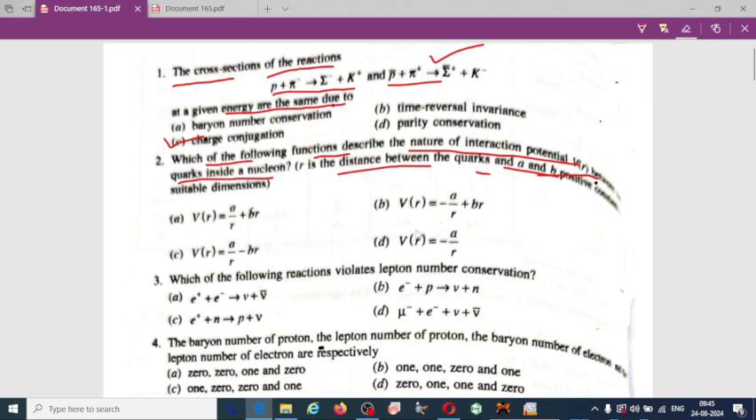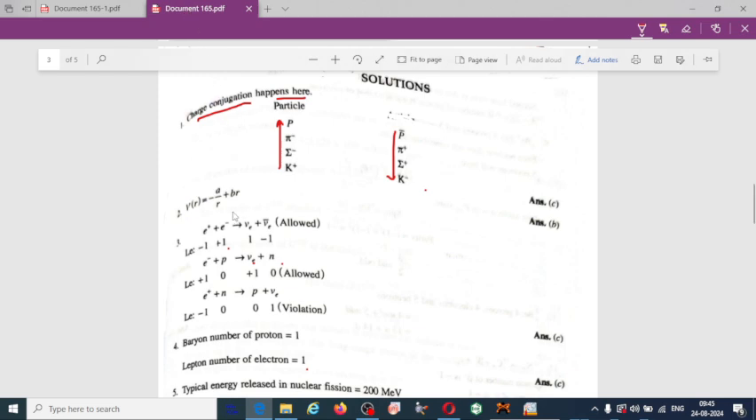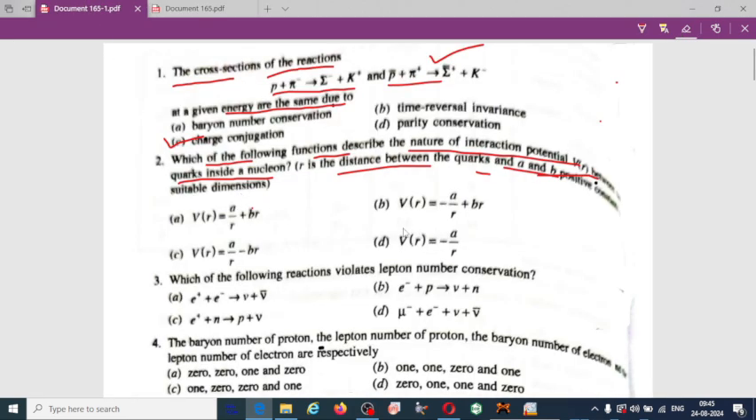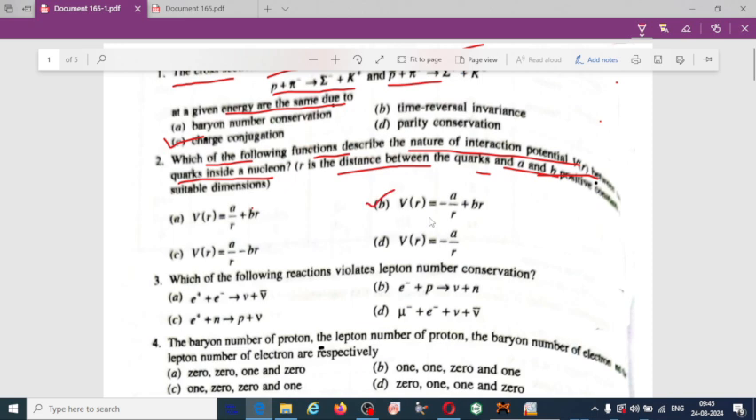If we go for the theory of the interaction potential, it involves two terms: minus A by R plus B R. So option B is correct. V of R, the interaction potential, for quarks separated by distance R, is minus A by R plus B R.